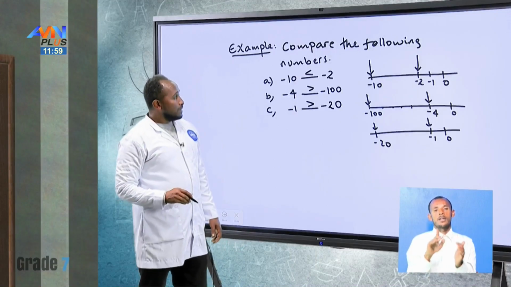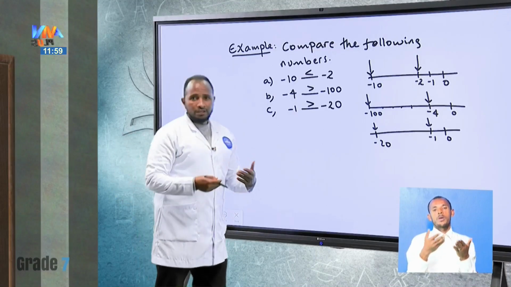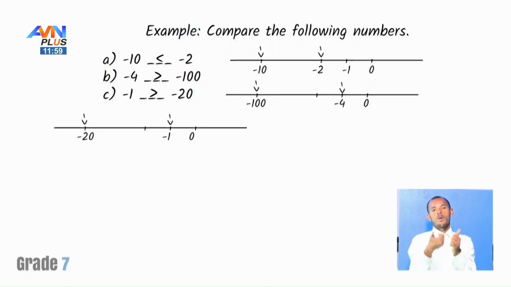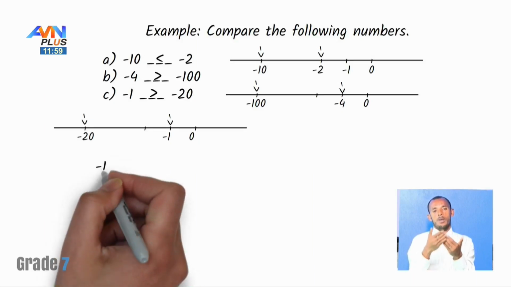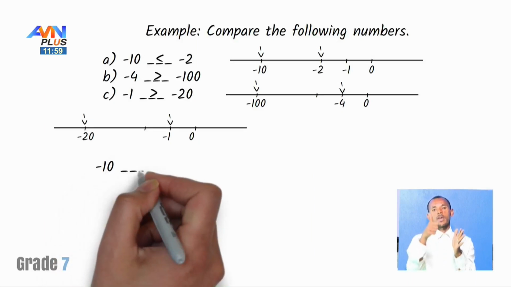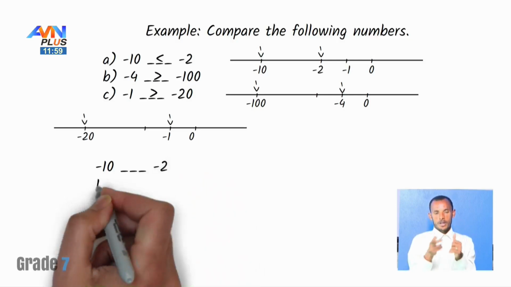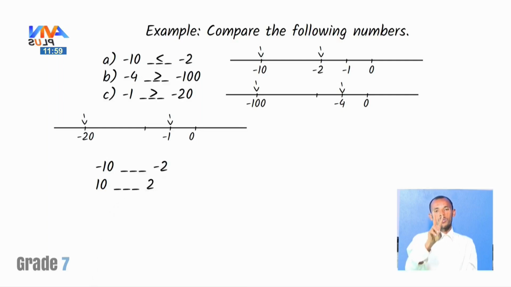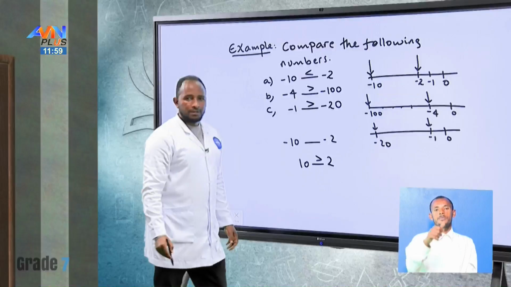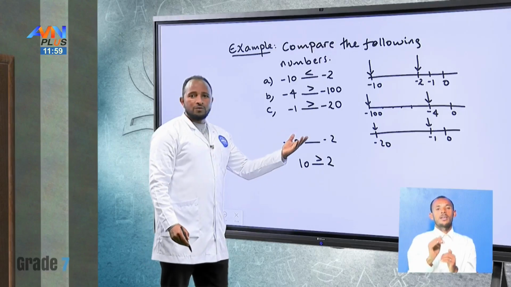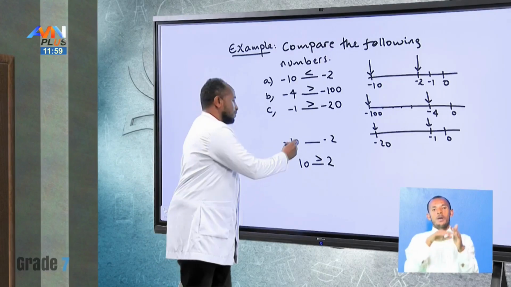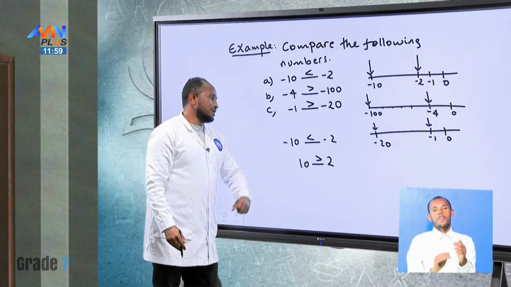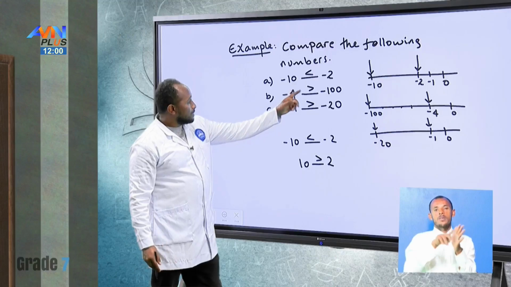By the way, when you compare two negative numbers, you can follow the following technique. When you compare minus 10 with minus 2, first compare the positive of these numbers. That means compare 10 with 2. 10 is bigger. So in the negative form, minus 10 becomes less. So here, 10 is bigger than 2. Therefore, minus 10 will be less than negative 2. Again, let's see this one.